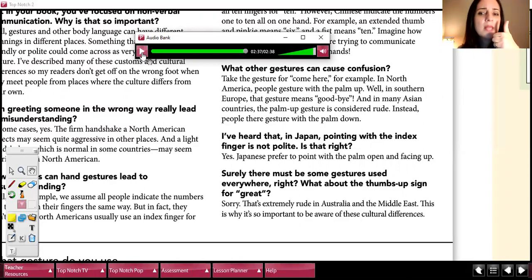What about the thumbs up sign for great? Like thumbs up, thumbs down. Sorry, that's extremely rude in Australia and the Middle East. Middle East is Oriente Médio, né? This is why it's so important to be aware. Esse aware é estar ciente, estar sabendo o que está acontecendo. To be aware of these cultural differences.